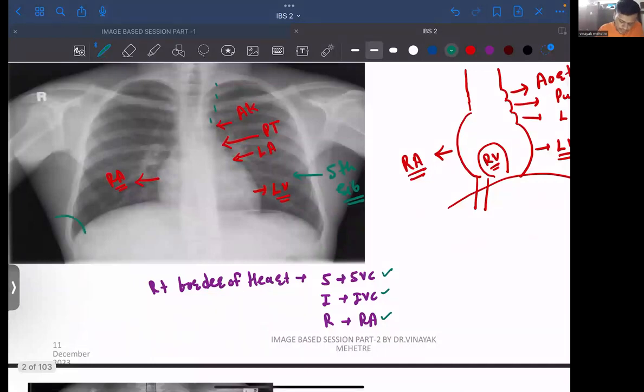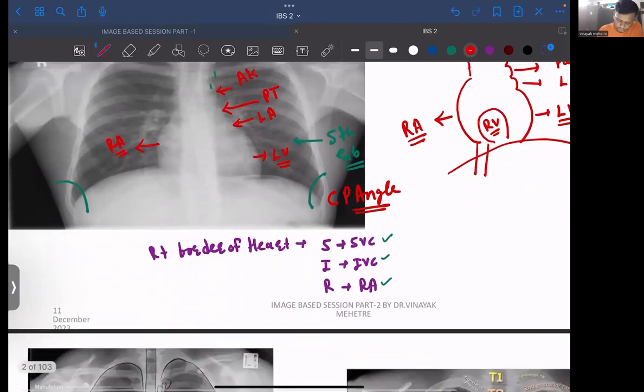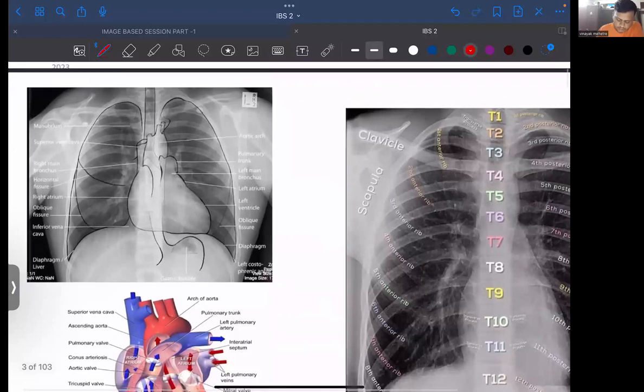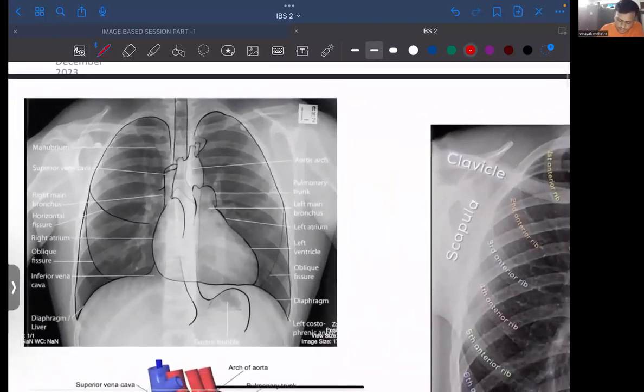What is this? This angle is called as CP angle. Okay, costophrenic angle. CP angle. At least इतना आना चाहिए. Okay, take a look. Just I said you this thing: first curve, second curve, third curve, and biggest large curve is left ventricle. Okay.